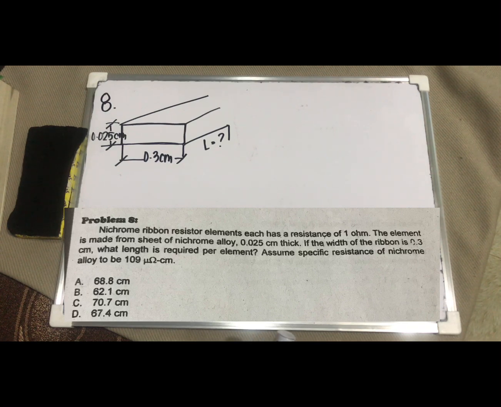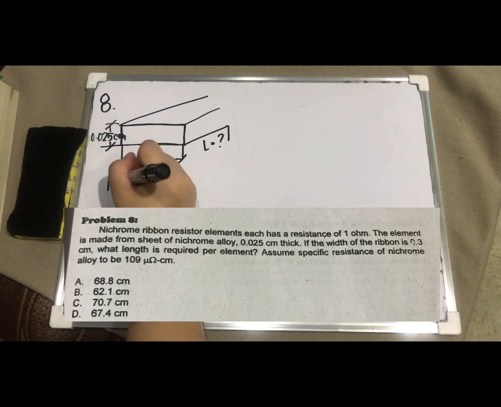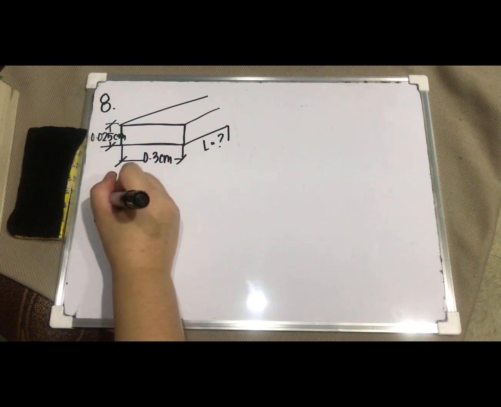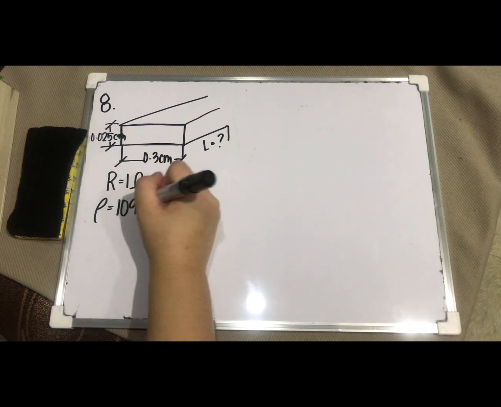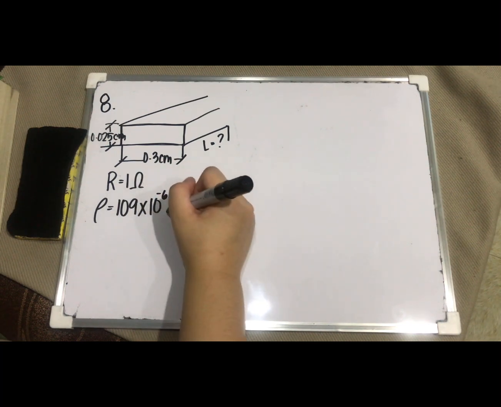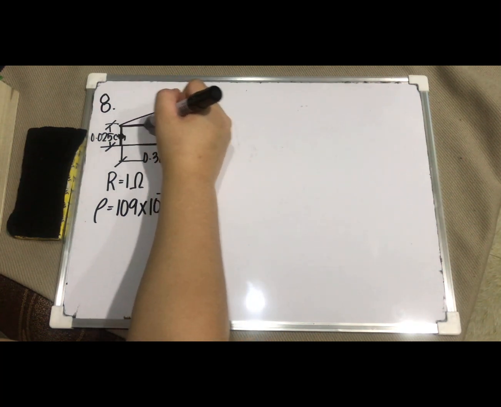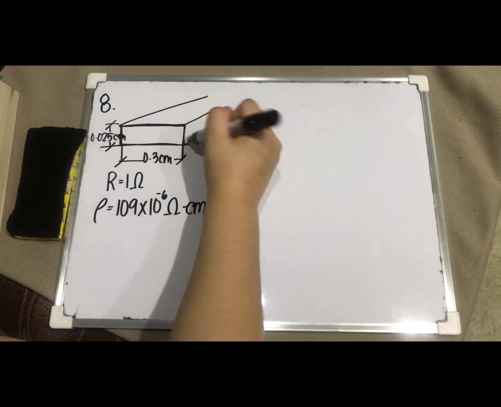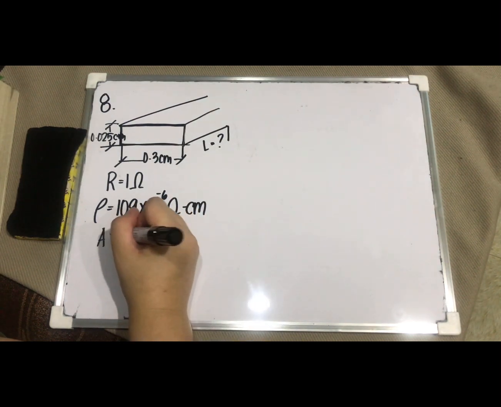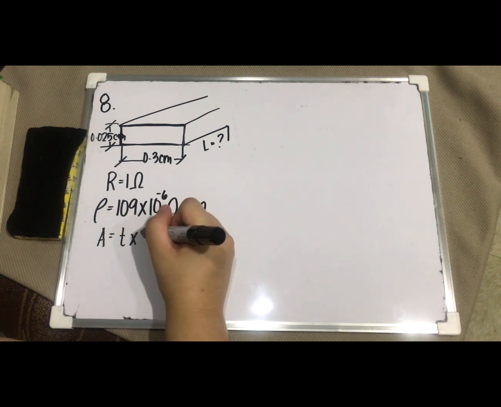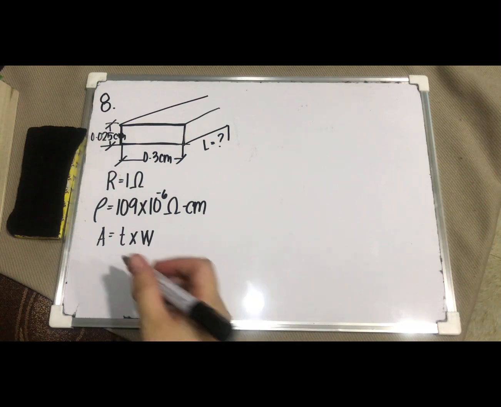So, kagaya ng mga nauna nating problems, 6 and 7, kung saan hinahanap naman ng resistance, ang pinagkaiba nitong problem 8, ang hinahanap ay yung length, given ang resistance. So, ang sabi, ang resistance niya ay 1 ohm. And ang specific resistance niya ay 109 times 10 raised to negative 6 ohm centimeter. So, given yung thickness at saka yung width, ang magiging formula natin sa area ay area is equal to thickness times width.